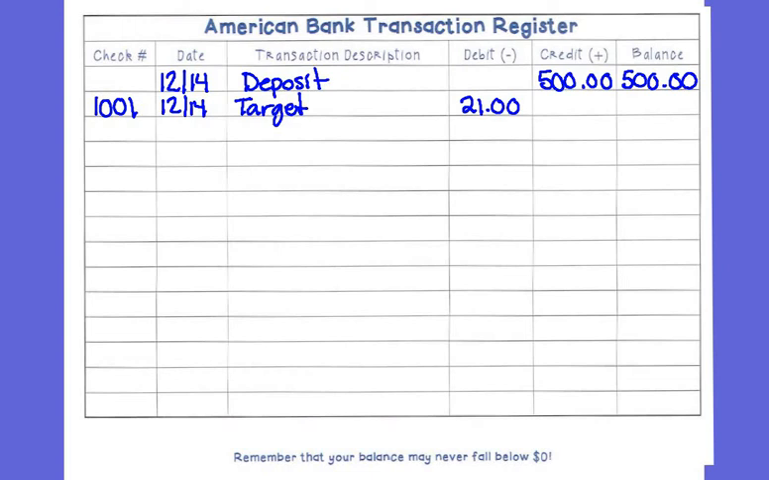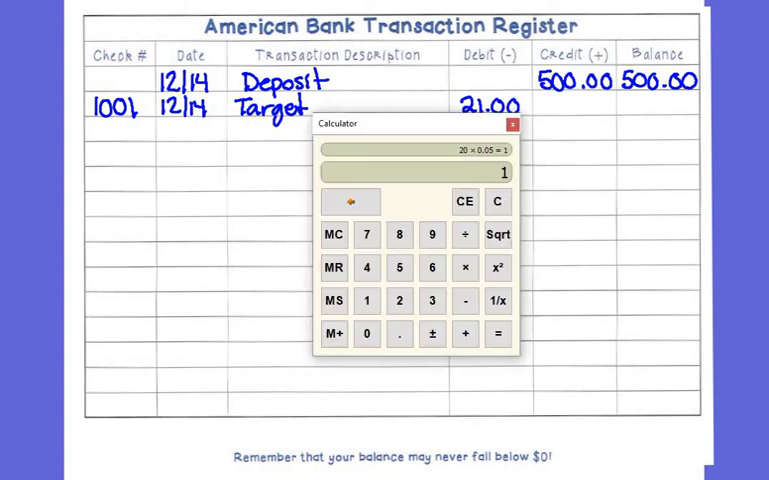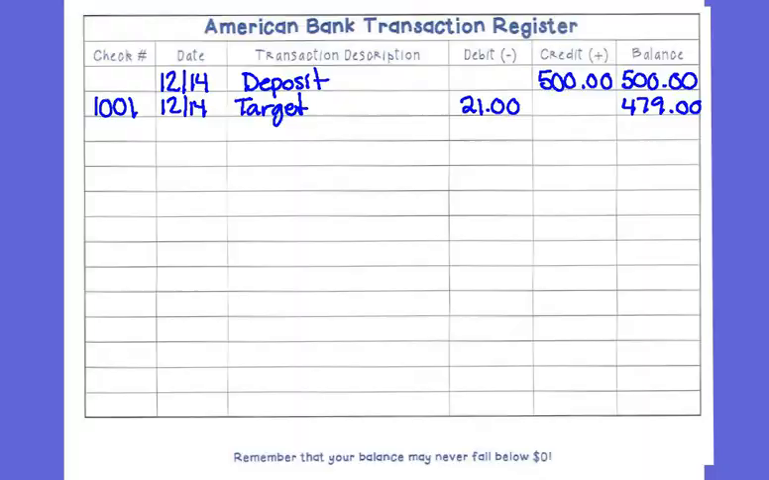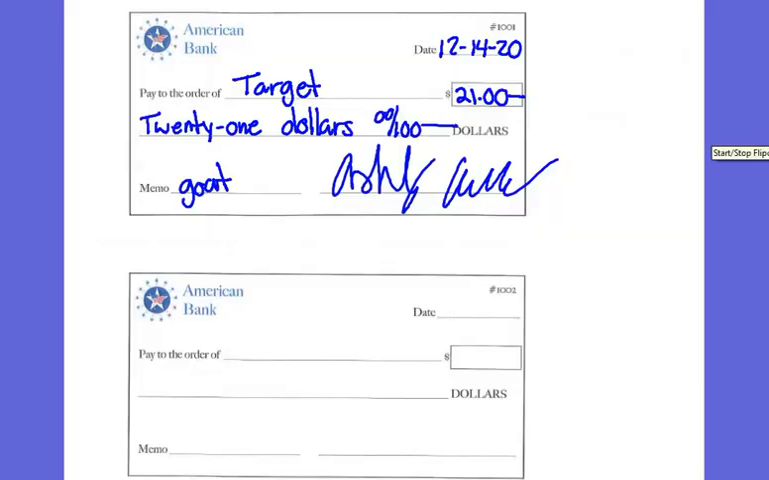So I need to find my new balance. So I've got 500 minus 21, and my new balance is 479. And now I bought one gift, and I have to buy how many? 10.